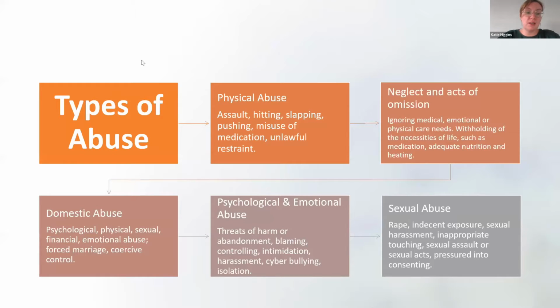Domestic abuse, which I'm going to come back to later on towards the end of the webinar, which includes psychological, physical, sexual, financial, emotional abuse, and includes things such as forced marriage and coercive control, which was newly added to the Domestic Abuse Act in 2021. Psychological and emotional abuse, which includes things such as abandonment, blaming, controlling, intimidation, cyberbullying and isolation. Sexual abuse, which includes rape, indecent exposure, sexual harassment, sexual assault, or being pressured into consenting.